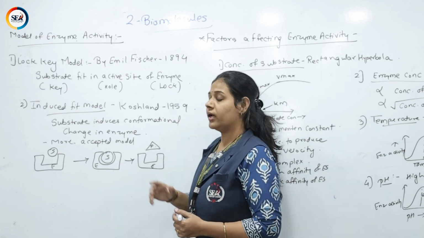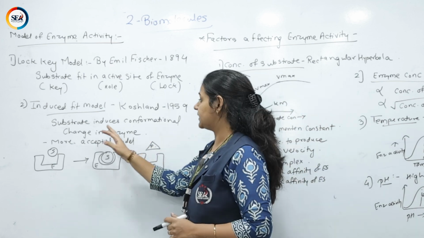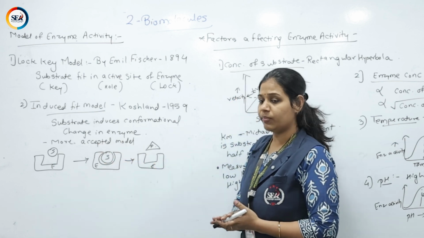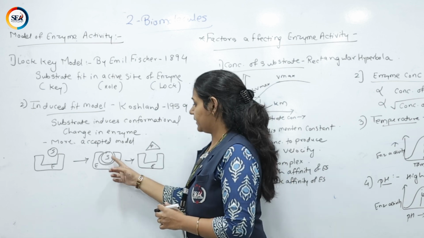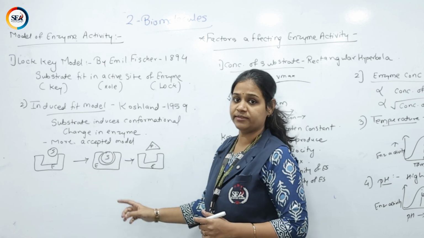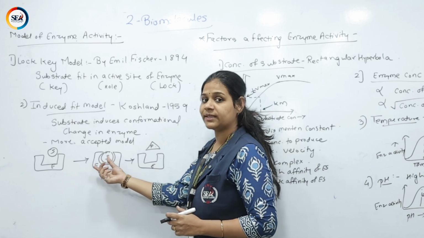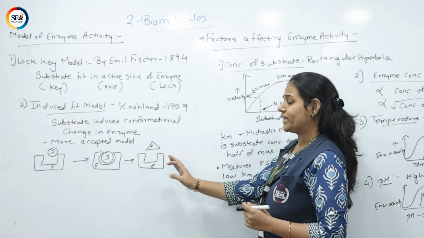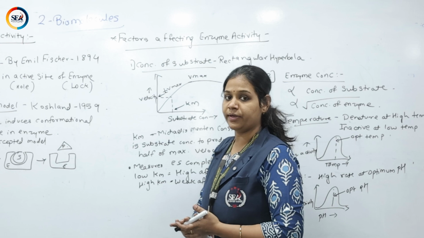Second, the induced fit model. It was given by Koshland in 1959. It suggests that the substrate induces a conformational change in the enzyme. This is the more accepted model. Here we can see that when the enzyme and the substrate come in contact, the enzyme makes a temporary change in its active site so that the substrate can be bound more tightly to produce the product. Once the product is produced, the enzyme regains its original shape and the product is released.